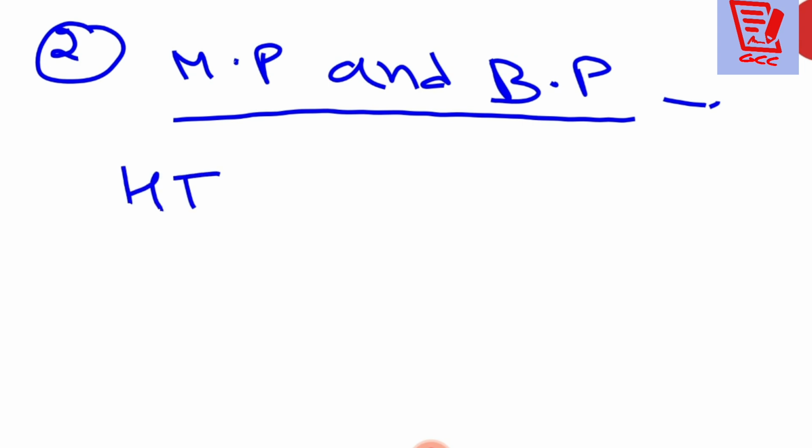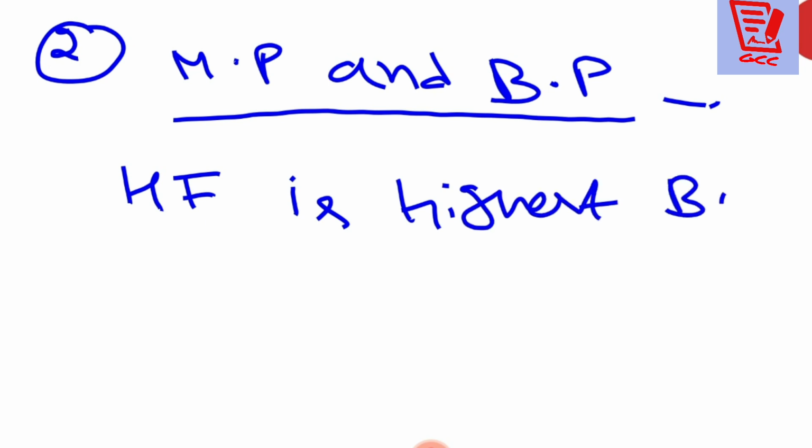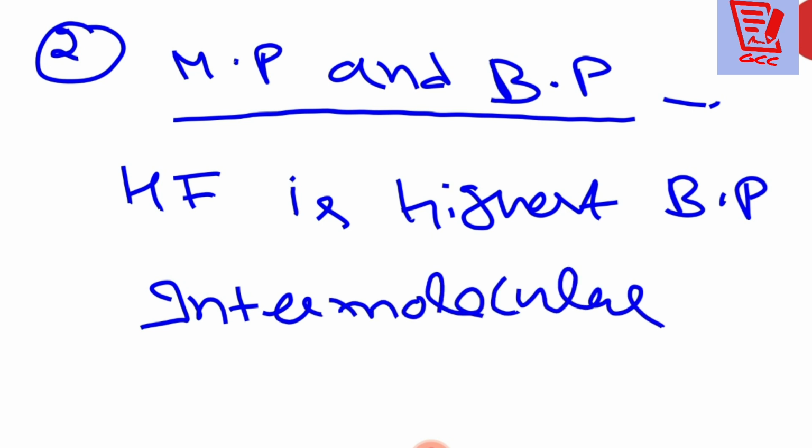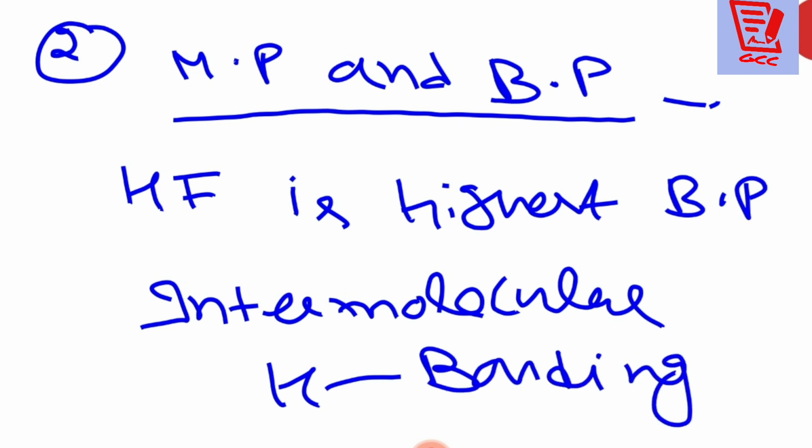HF is having a highest boiling point. Why is it having a highest boiling point? I think the reason previously also we have discussed. Why is it so? Because in the HF there is intermolecular hydrogen bonding. Intermolecular hydrogen bonding. But in others, this hydrogen bonding is not possible.